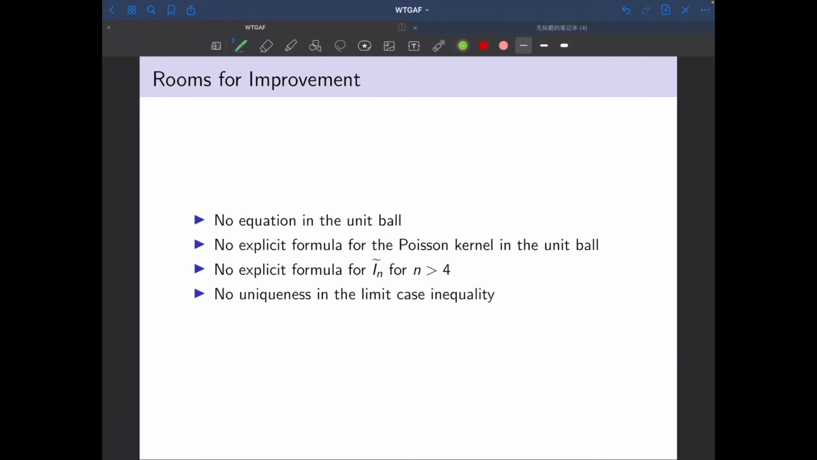In particular, he did not give the corresponding equation in the unit ball, and also he did not give explicit formula for the Poisson kernel in the unit ball. And he did not give the explicit formula for this function in tilde for n greater than 4. For dimension 4, he actually gave that the function is 1 minus absolute value of x squared over 2. It's a function of x. X is an element in Bn. Oh, it's supposed to be B4. And also he did not prove uniqueness in the limit case inequality.